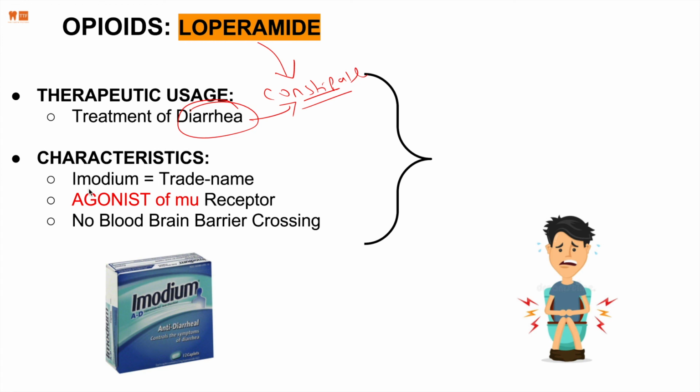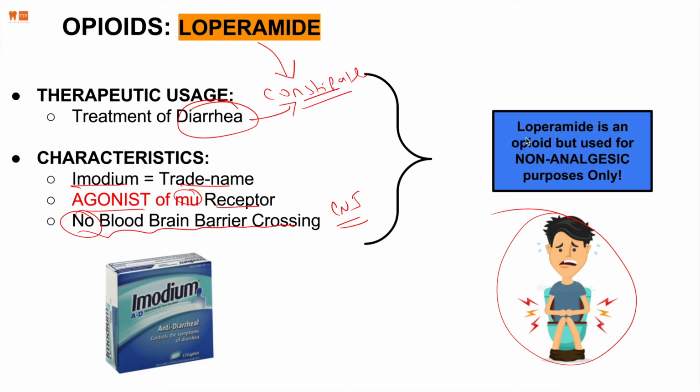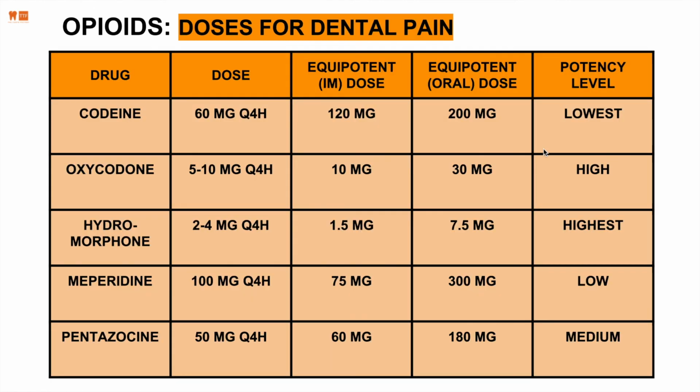The characteristics is, for example, Imodium is the trade name, agonist for mu receptors, but it doesn't have any blood-brain barrier capacity. No blood-brain barrier, so it doesn't enter the CNS the same way for pain as the other opioids. It treats diarrhea. Loperamide is definitely an opioid though. Even though it is non-analgesic, it's still an opioid. Antidiarrheal. Now, here's the most important slide for today, the doses for dental pain for various opioids.